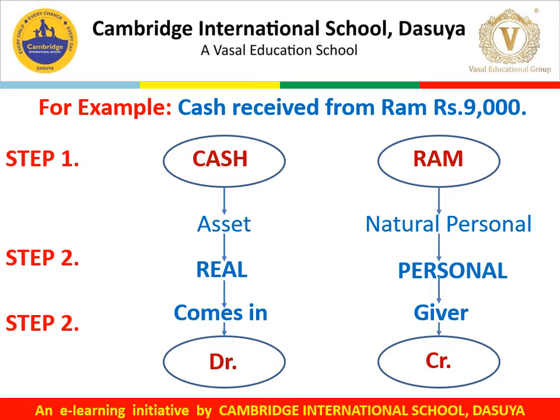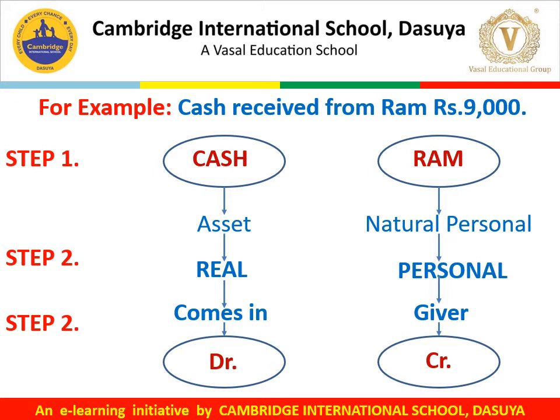Now, in the first step, we have identified the accounts involved. That is, cash and Ram are the two accounts involved in the transaction. After that, in the second step, we judge the nature of these accounts. The cash is an asset, so it comes under the category of real account, whereas Ram is a natural person, so it comes under the category of personal account. Now we'll move to step number 3, in which we have to analyze the effect.